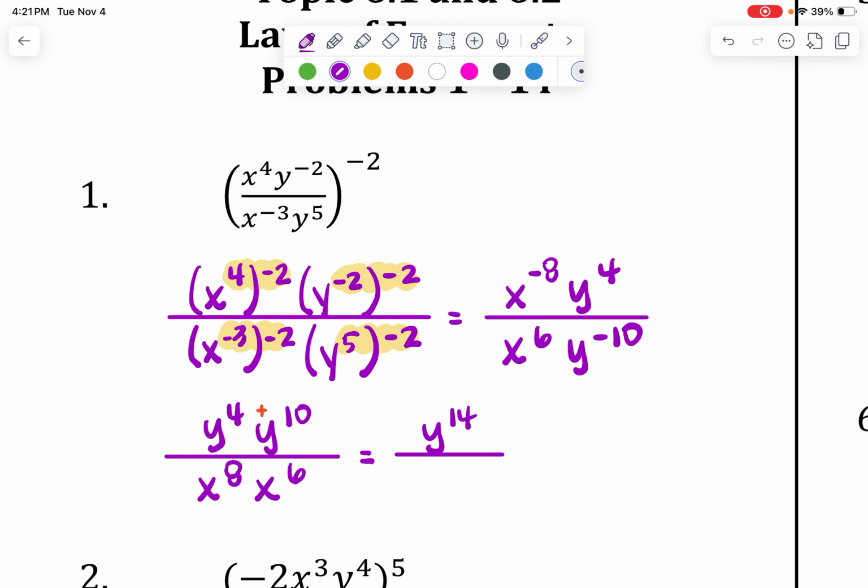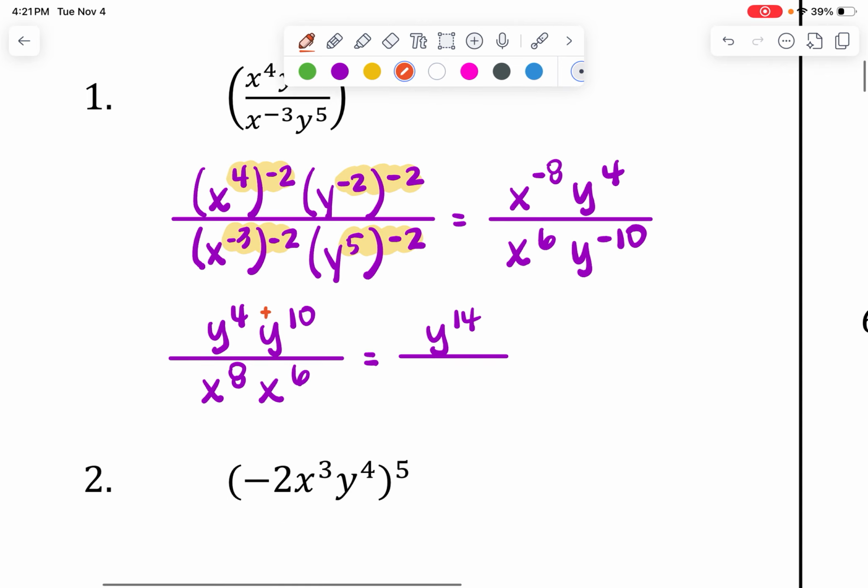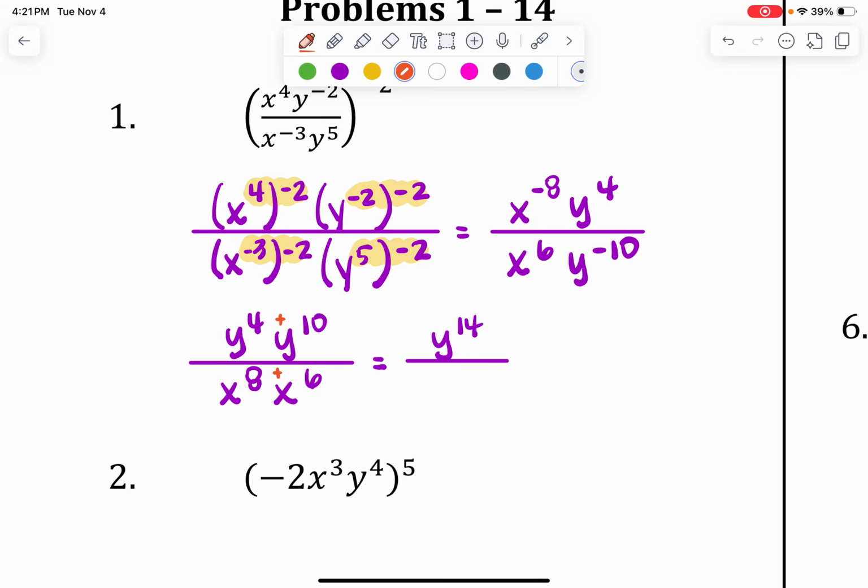Because if we were to write that out longhand, we would have 14 y's, y times y times y times y, 14 times. And then same thing in the denominator, we're trying to merge all those x's together. So we have x to the 8th times x to the 6th. But when we're multiplying, we're just adding to the chain of multiplication. So x to the 14th power. And that would be our final answer.